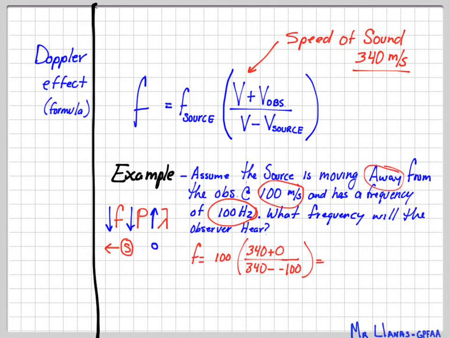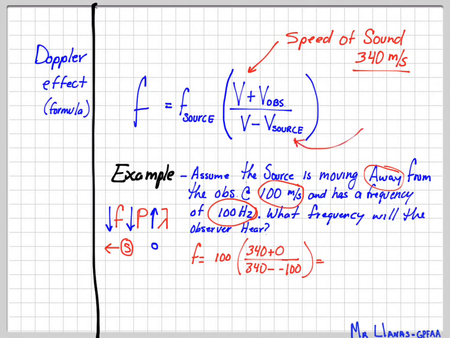So we can fill out our information in the formula. The frequency that we'll hear equals 100 hertz, which is given, times 340, the speed of sound, plus 0, because the observer is not moving, over 340 again, because it's the speed of sound, minus 100. Because when you're moving away, the velocity that you use will be negative. So this is another note.